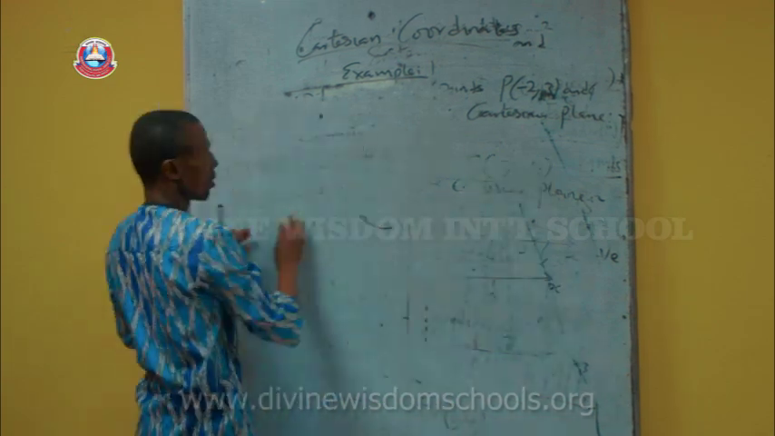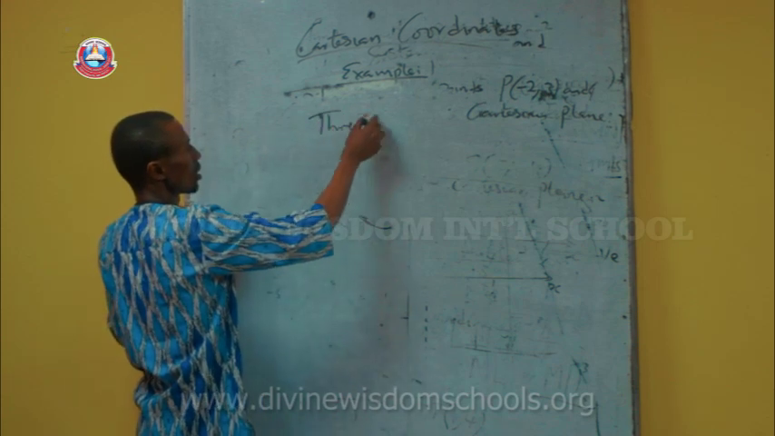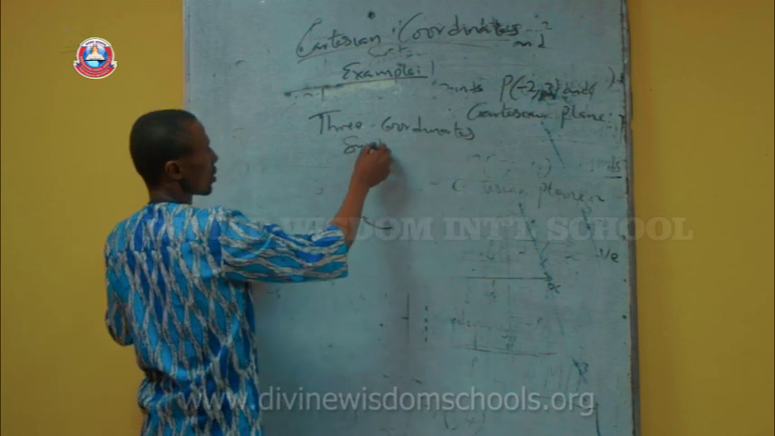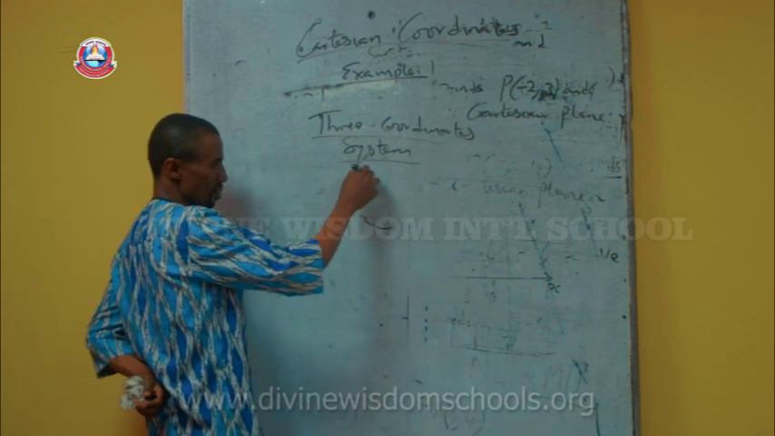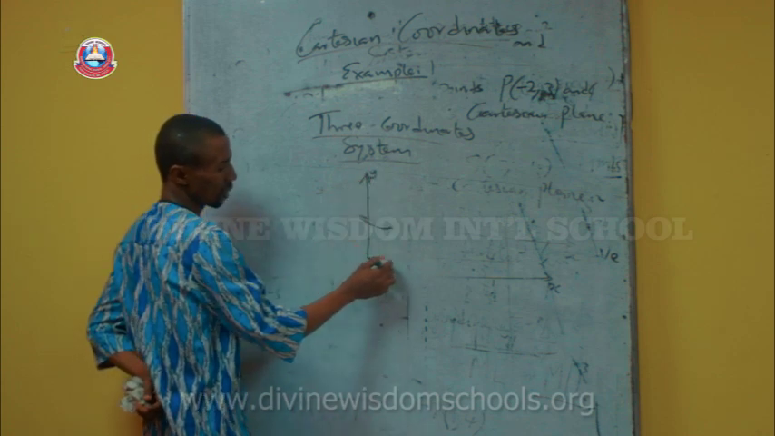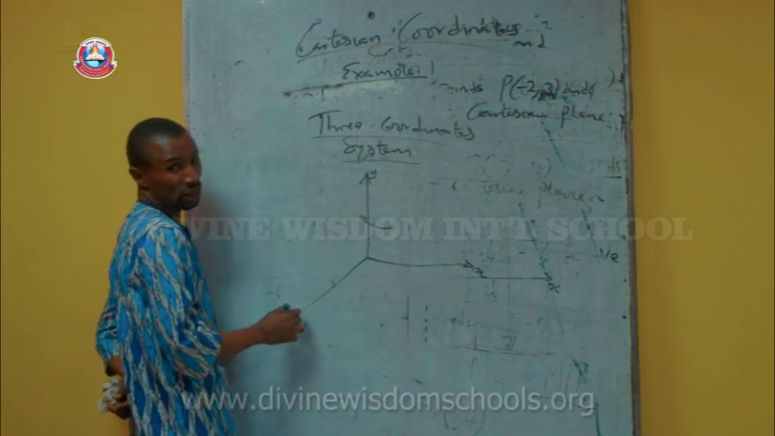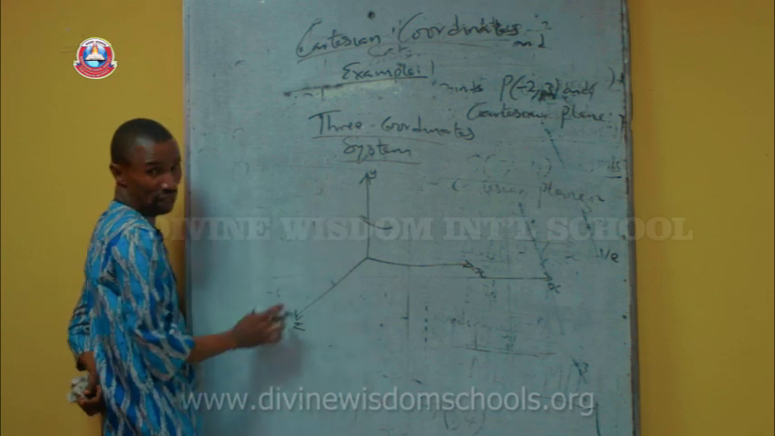The three coordinate system. We have the vertical axis, which is the y. Then the horizontal, this is called the x. Then the third axis that looks slant is called the z. So this we have for three coordinate systems.